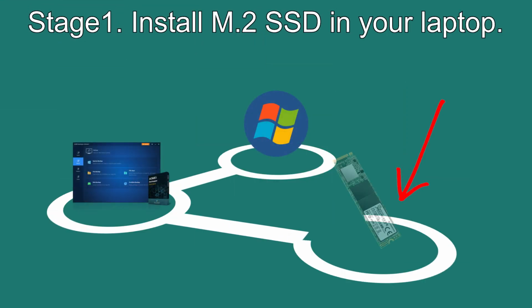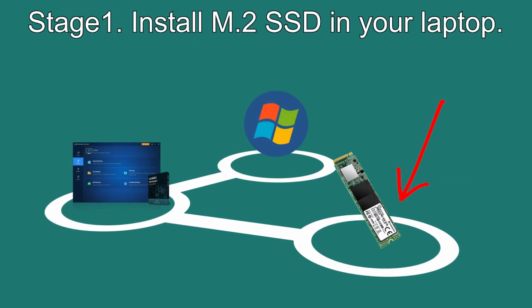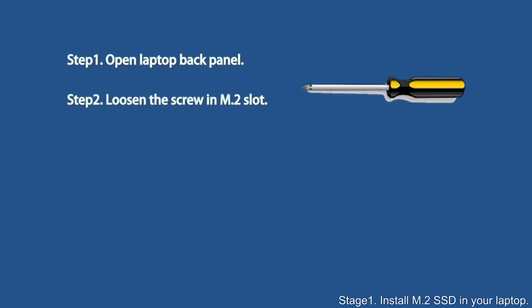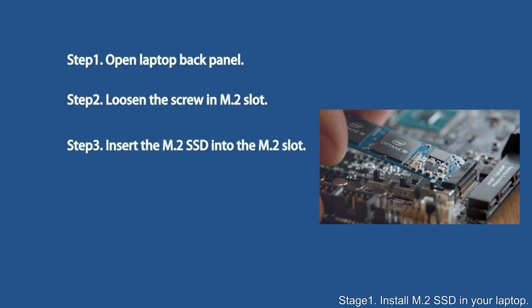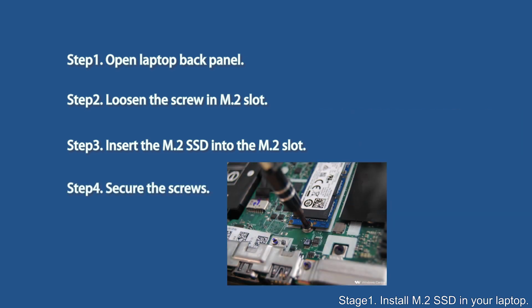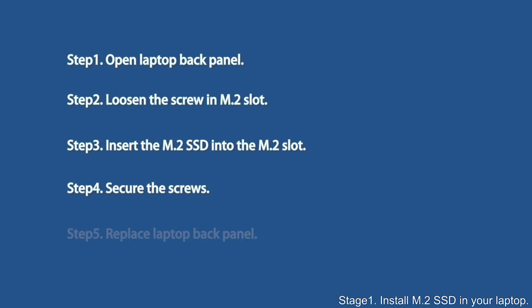Stage 1. Install M.2 SSD in your laptop. Step 1. Open laptop back panel. Step 2. Loosen the screw in the M.2 slot. Step 3. Insert the M.2 SSD into the M.2 slot. Step 4. Secure the screws. Step 5. Replace laptop back panel.